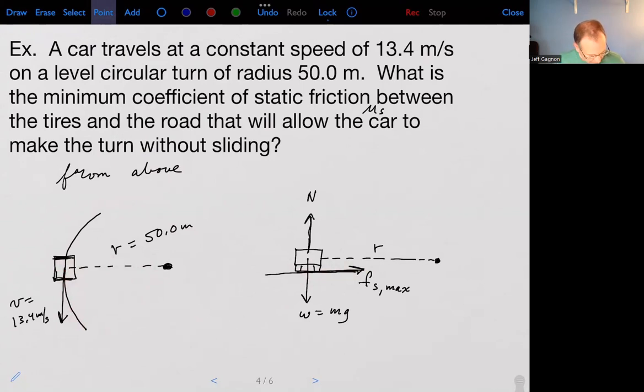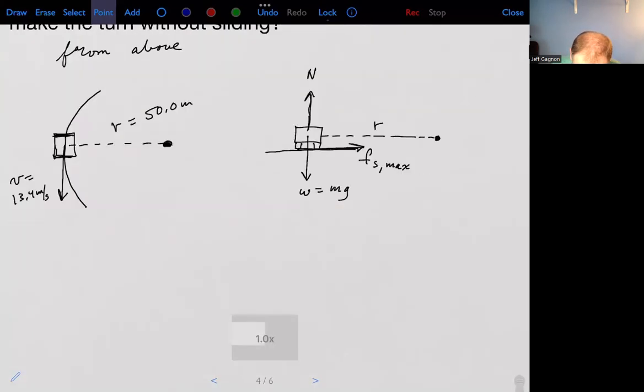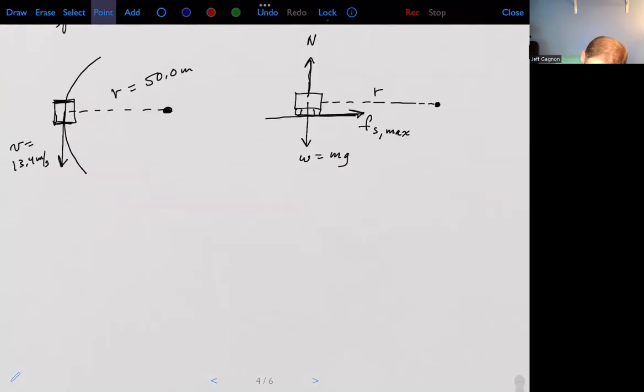Okay, so how do we find this? Well, let's apply Newton's second law. First thing, we know that Fs max, remember, the model of it is going to be mu s times n. So if I can figure out n and Fs max, then I can calculate mu s, because we want to figure out what mu s is. Okay, so we know Fs max is mu s times n.